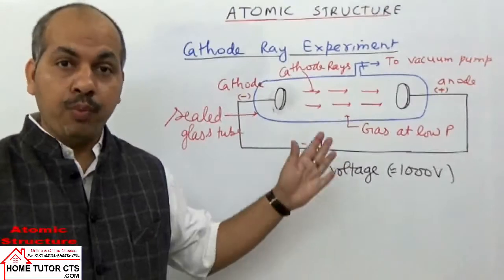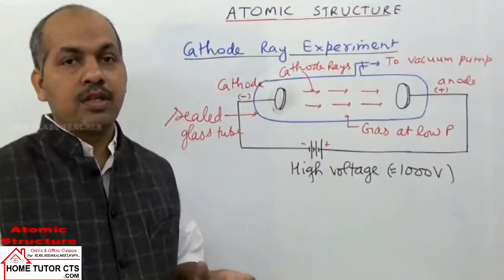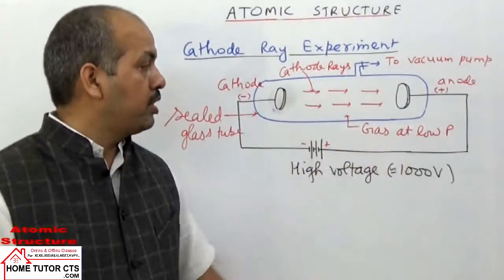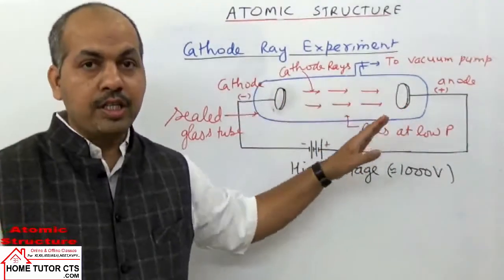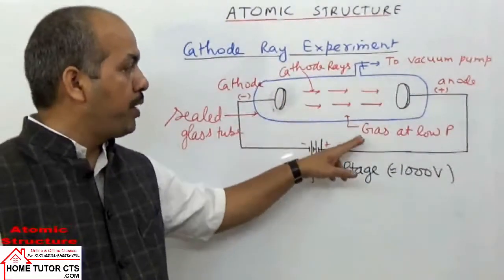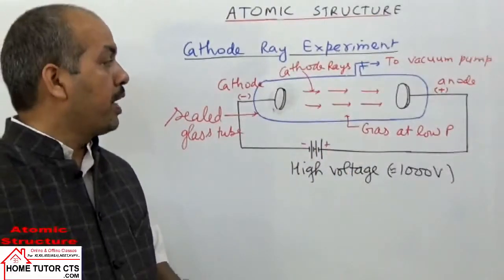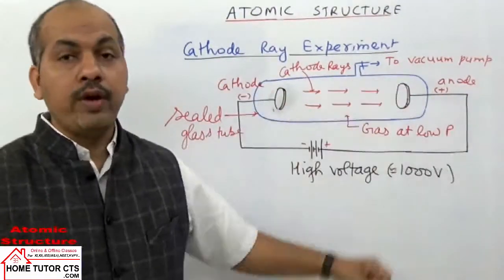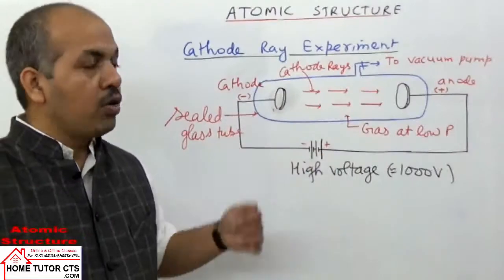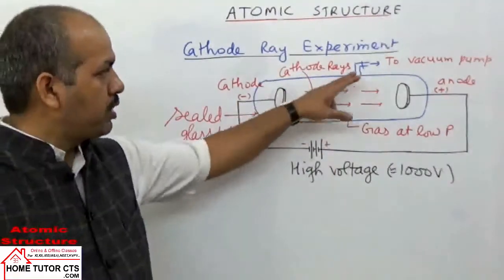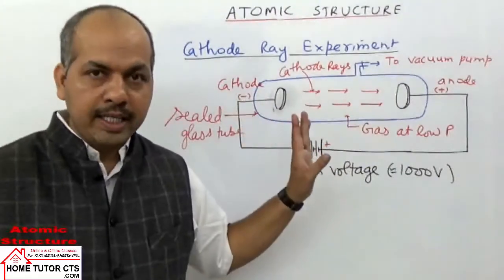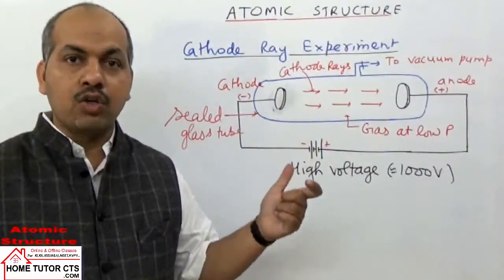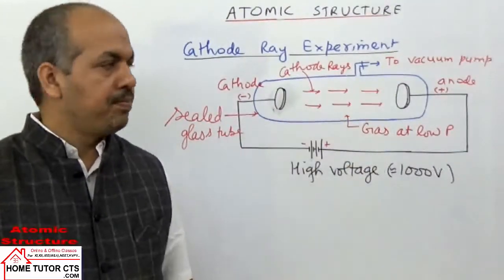But when it is taken at very low pressure, the gas can show some flow of electricity. So for the flow of electricity at low pressure, we have taken hydrogen gas at low pressure in the discharge tube. How is it done? Pressure is reduced by connecting the sealed glass tube to a vacuum pump, which evacuates the gas molecules to a large extent. So that is the first point, that the gas is taken at very low pressure. Why low pressure? Because at high pressure or in normal conditions, gases cannot show any flow of electricity through them.